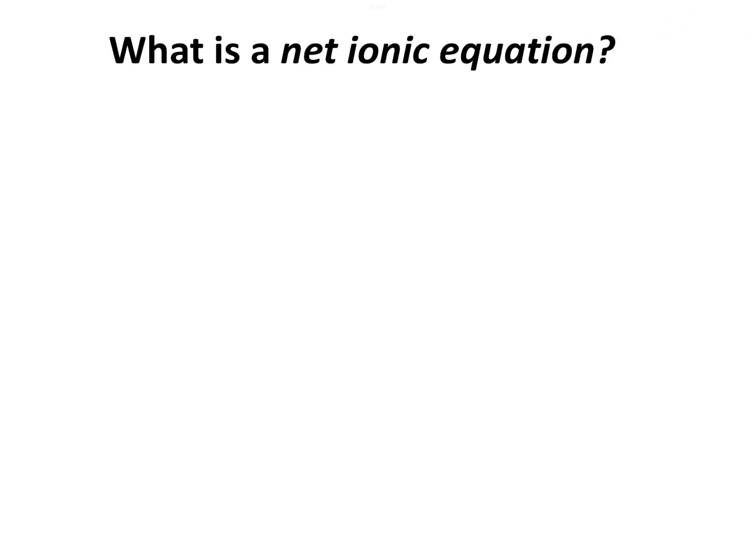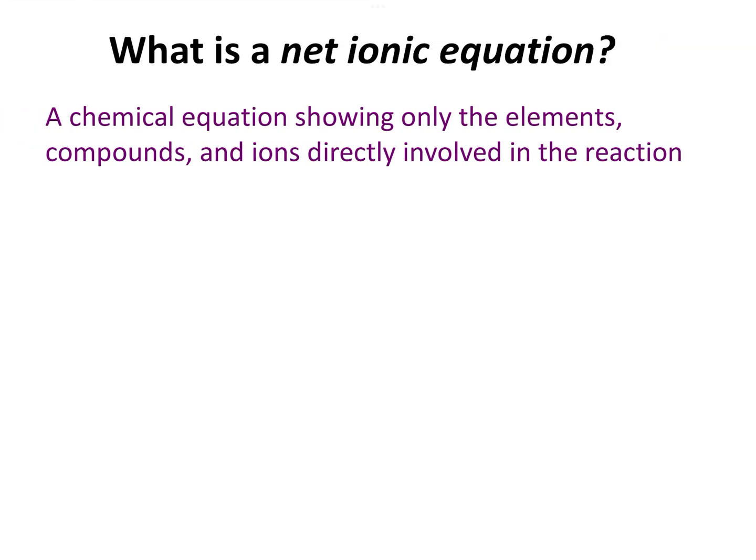All right, so here we are. We're talking about net ionic equations today. Net ionic equations are only showing elements, compounds, and ions that are directly involved in your chemical reaction. So we're taking out things that are not directly involved.